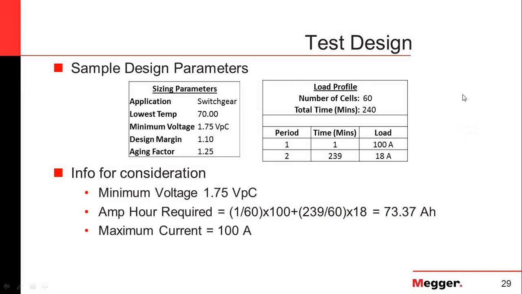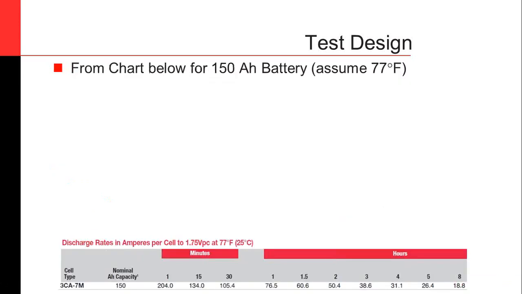I also have my maximum current. I'll need that for a particular test. I have my total time duration of 4 hours, and then I also have my aging factor of 1.25. So for this particular test, we made the assumption based on the design that we determined the 150 amp hour battery would be sufficient for my needs.